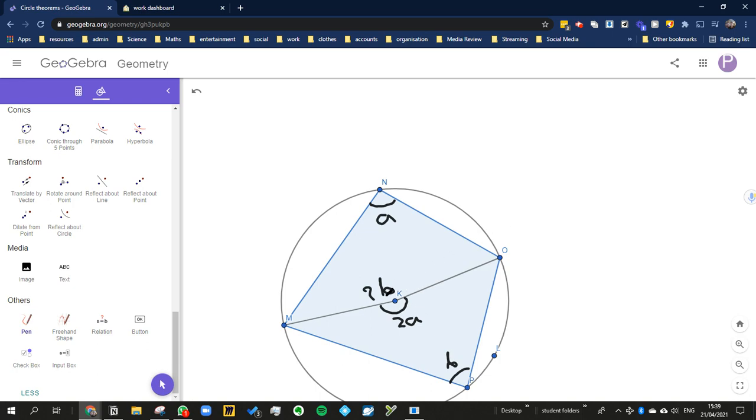But we can see now, because these two are in the center of the circle, that 2B plus 2A would be equal to 360. And by dividing both sides by 2, we would see that B plus A is equal to 180, which is what we were trying to prove.